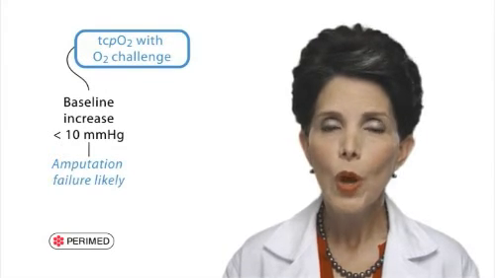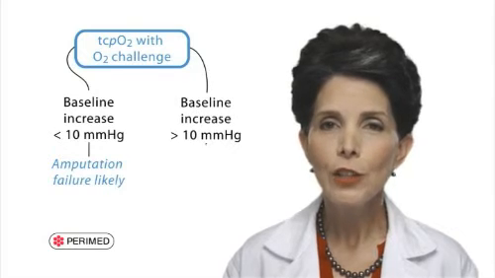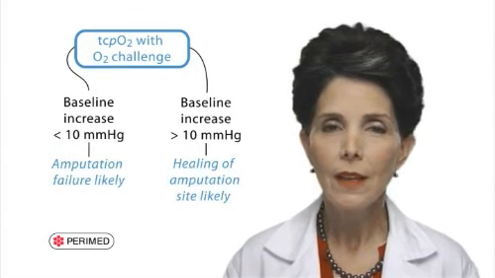So if possible, recommend amputation at a level where the oxygen challenge increase is greater than 10 millimeters of mercury. But remember that an increase of 10 millimeters of mercury represents a really poor oxygen response and confirms that the patient has severe vascular disease.